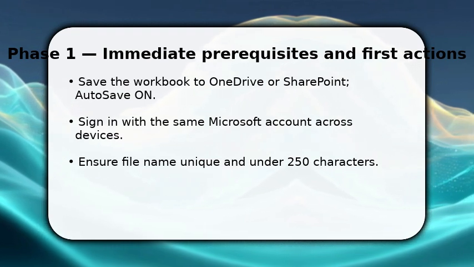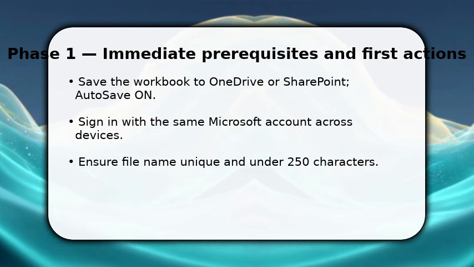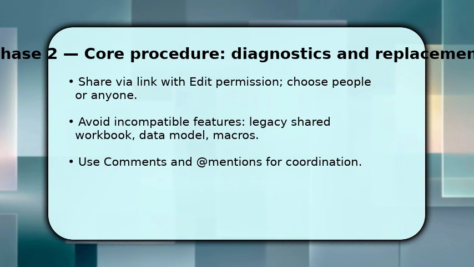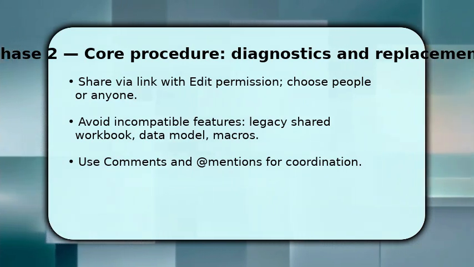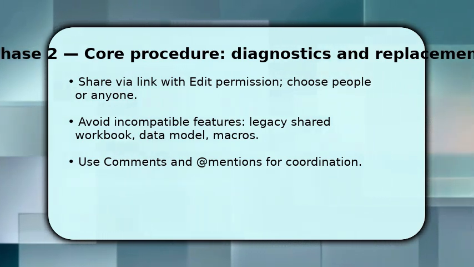Now you're ready to share the file link. Make sure to set edit permissions so collaborators can work simultaneously. You now enable co-authoring by clicking share and granting edit rights to specific people or anyone with the link. Once collaborators open the cloud file, you'll see their presence indicators and live cell updates.